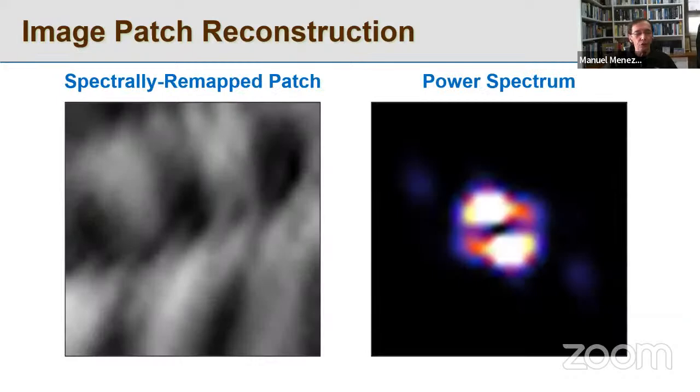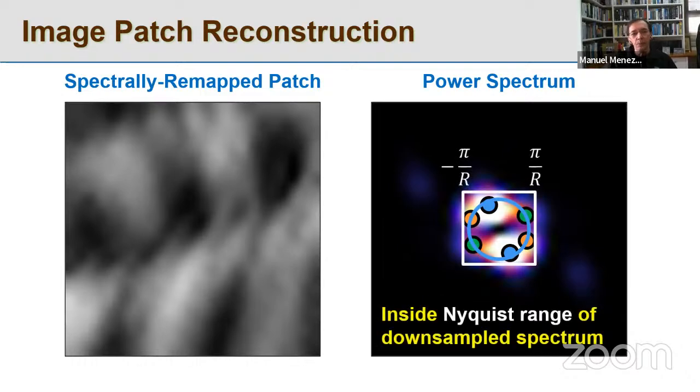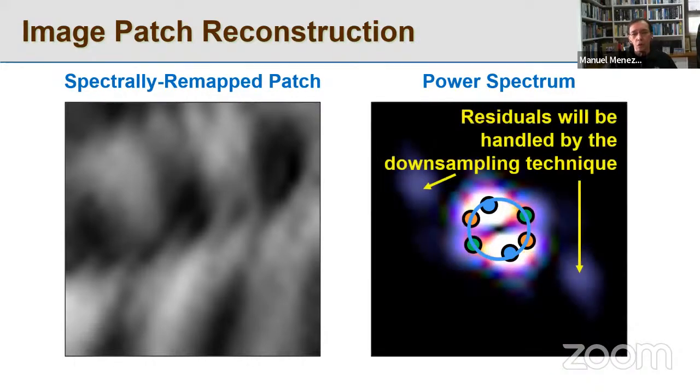At this point, I will just zoom in and remind you that all the information is now inside the spectral circle. And also, I want to remind you that the spectral circle is inside this Nyquist range. Therefore, all the information contained there can be properly represented at the target resolution. Remember that there's also additional information, like those low amplitude data that we just keep like this and leave for the downscaling technique, the resampling technique, to handle.